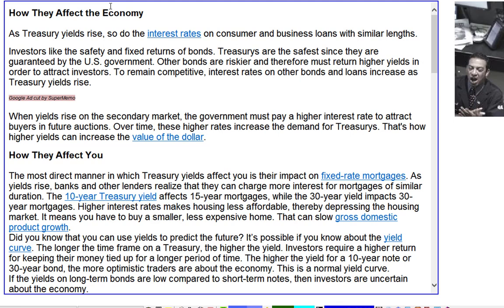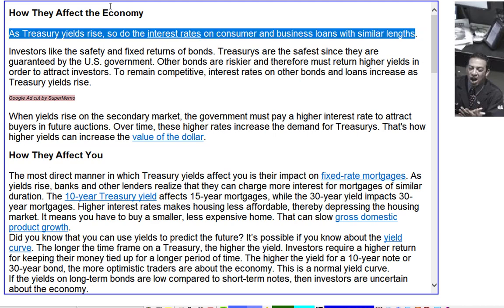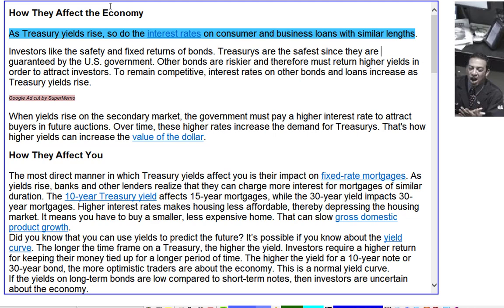It's not explained why. Maybe we'll find out later. Investors like the safety of fixed returns. Treasury bonds are the safest. Other bonds are riskier, therefore must return higher yields in order to attract investors. To remain competitive, interest rates on other bonds are raised. Uh-huh. So they rise, interest rates increase.